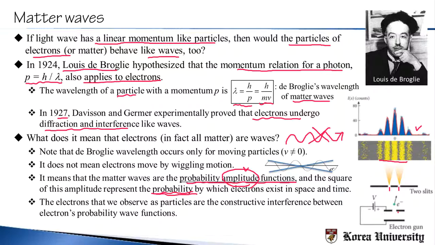And so therefore, because now electrons work like waves, the electrons that we observe as particles are no more than the constructive interference between these electrons' probability wave functions. Okay, so it may sound a little bit strange, and just like that, quantum physics is a very strange phenomenon which is very difficult to understand if you simply think about classical physics. Okay, so we will continue to discuss the quantum physics, especially the matter waves.